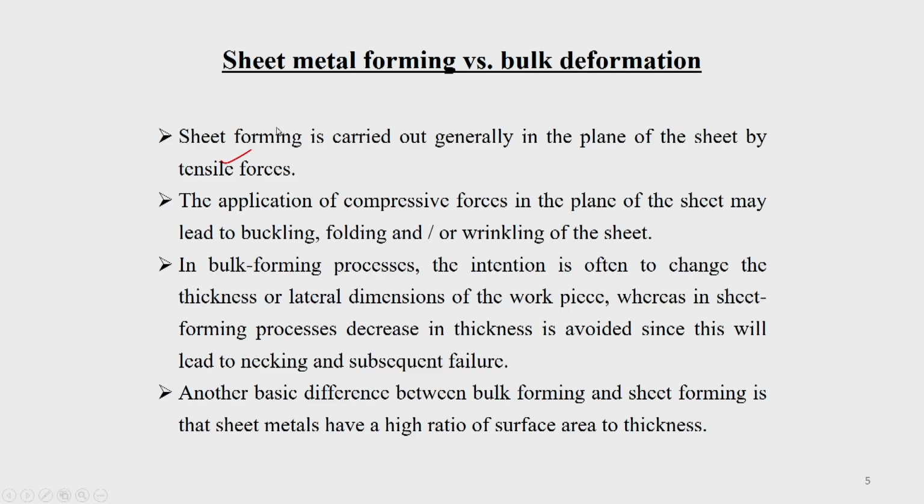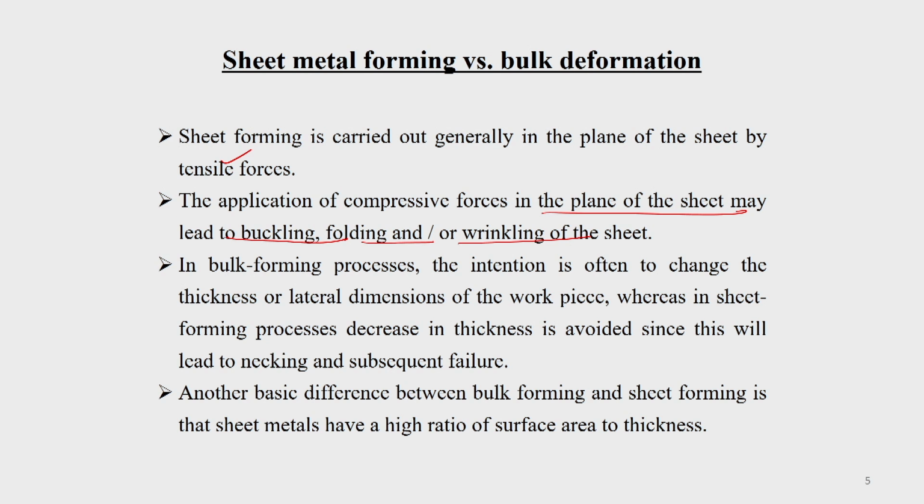So, normally bulk deformation is carried out by compressive stresses, whereas sheet metal forming is carried out generally in the plane of the sheet, because these are thin sheets, and they are carried out by tensile forces. Most of the cases, there are cases where it is compressive, but a majority of them are by tensile forces. The application of compressive forces in the plane of the sheet may lead to buckling, folding, or wrinkling of the sheet. If you are applying compressive stresses in the plane of the sheet, naturally it will bend, or it may fold, or there may be wrinkling, and all those things can happen.